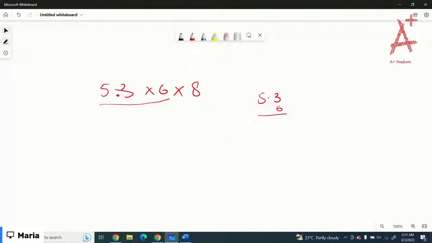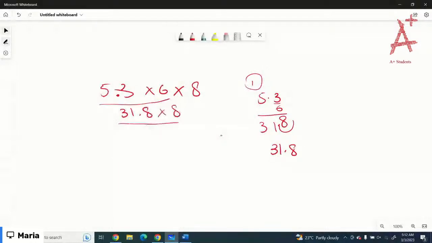6 times 3 is 18. Write 8 and carry 1. 6 times 5 is 30 and 1, 31. Got it? So you have one decimal place. That decimal place would be here. It would be 31.8. Got it? So 5.3 times 6 is 31.8.